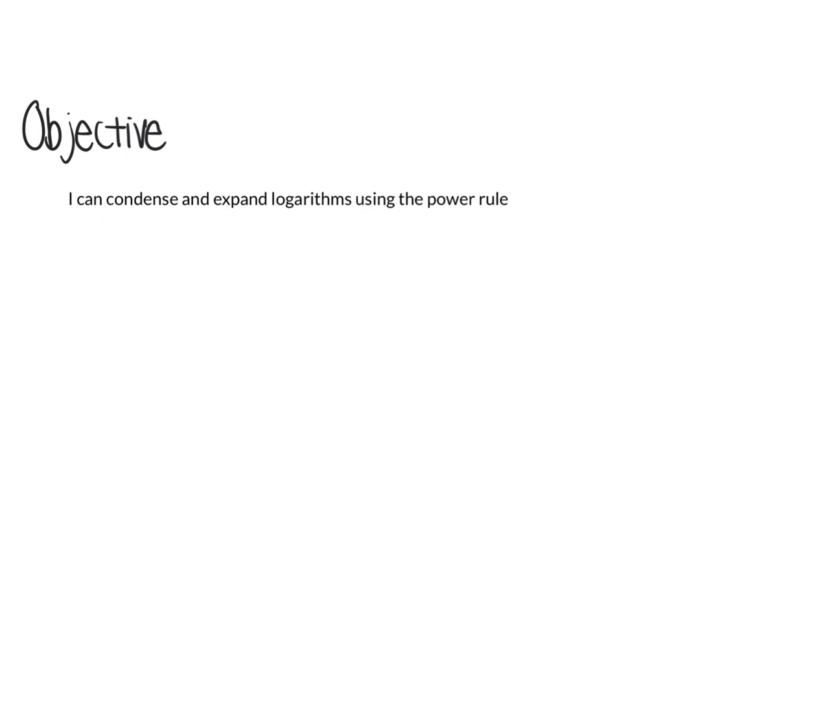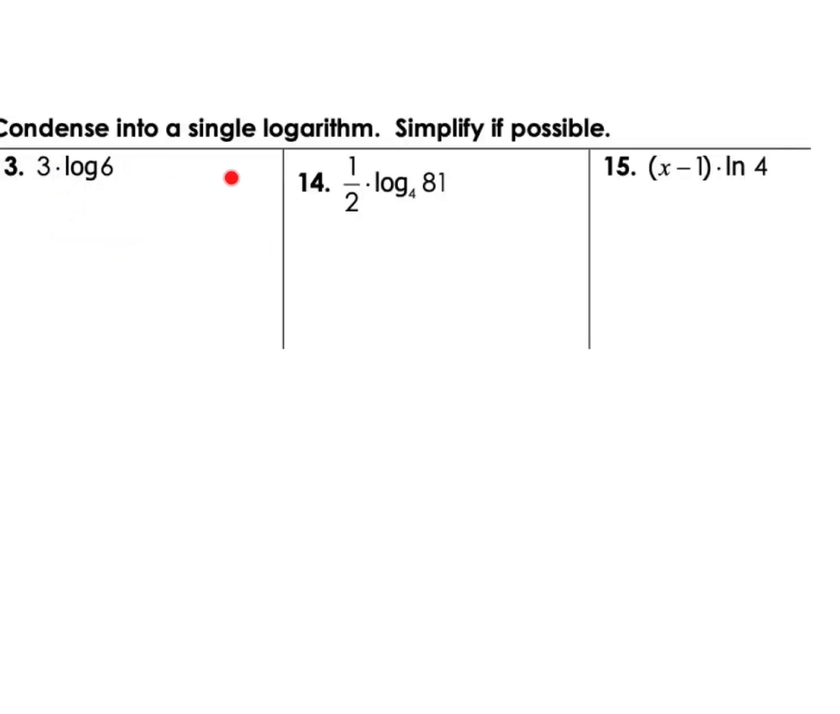Our objective is I can condense and expand logarithms using the power rule. So the power property says that log base b of m to the n power is n times log base b of m. Condense into a single logarithm, simplify if possible.